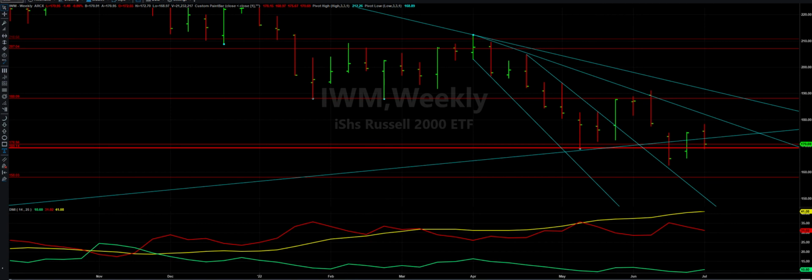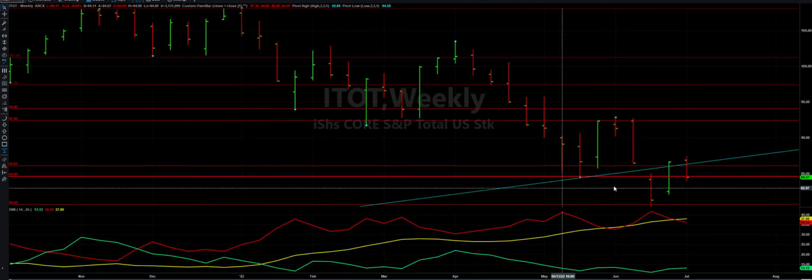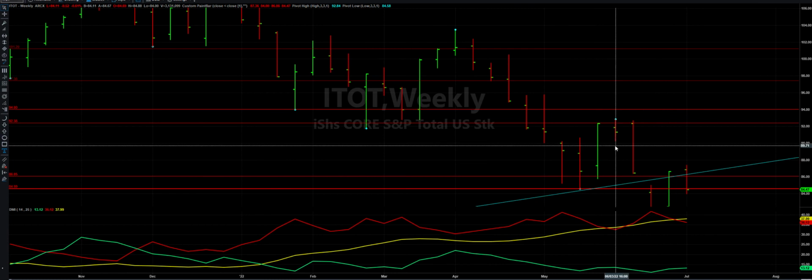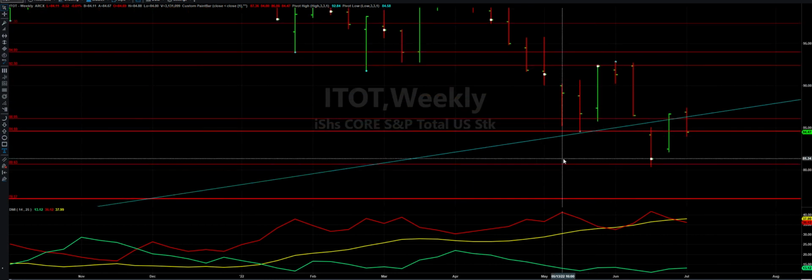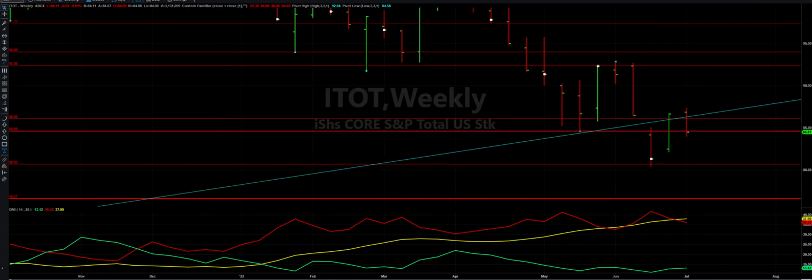Until it really flushes out, then I will go and add to it. Let's look at the structural chart for the ITOT. It's right below this 84.59 level. That's support. If it can't get back above that and can't get back above this upward trending trend line, then I would not be surprised if it comes back down here and tests the 80.63 level.